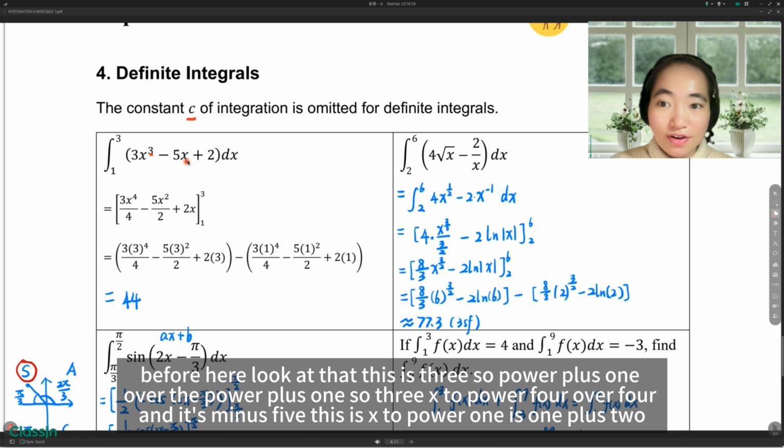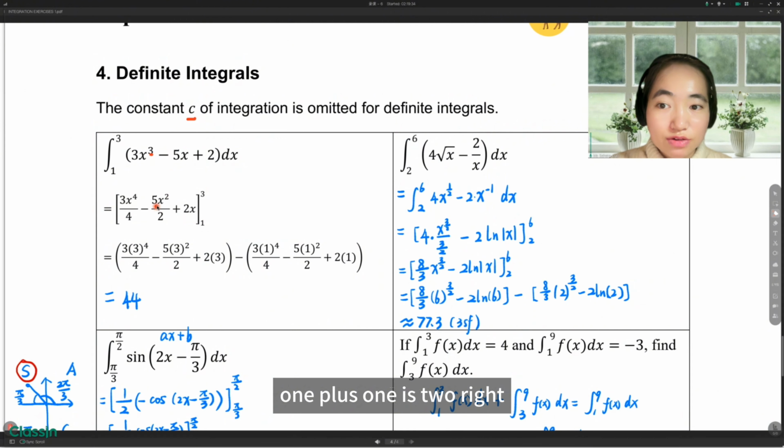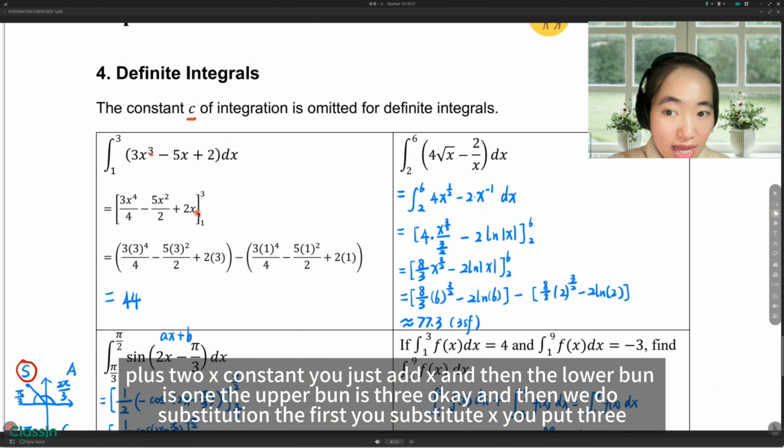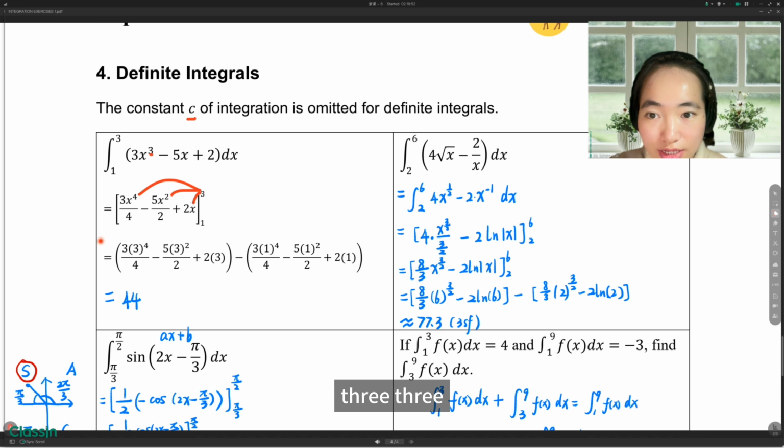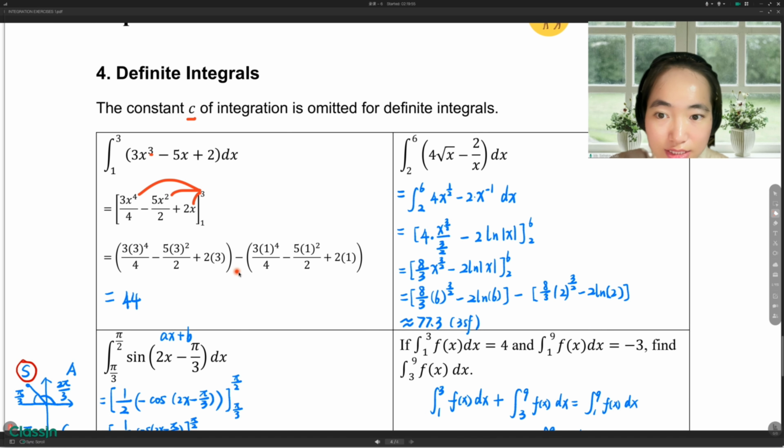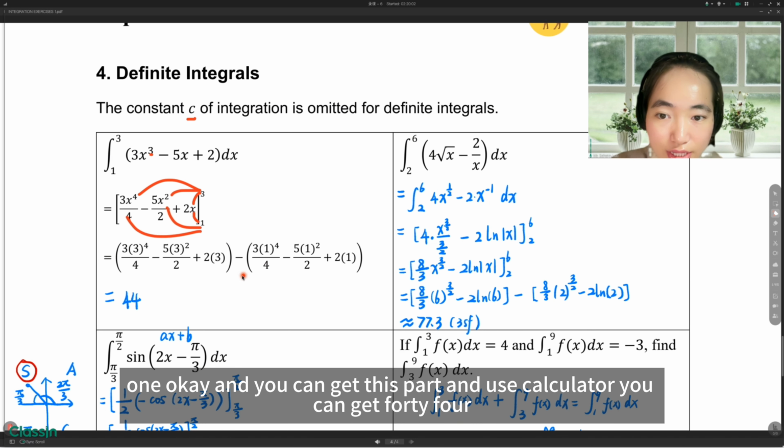And there's minus 5x. The power 1 plus 1 is 2, so it's 5x to the power 2 over 2, plus 2x. The constant just gets an x. The lower bound is 1 and the upper bound is 3. Then we do the substitution. First, you substitute x equals 3, and you can get this. Then we substitute 1, and you can get this part. Using a calculator, you get 44.